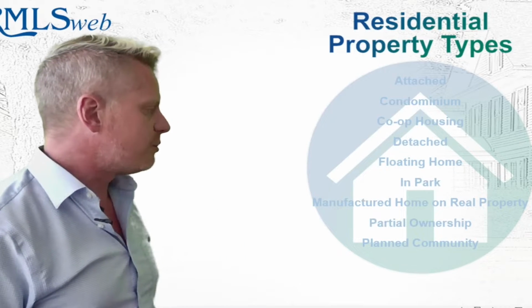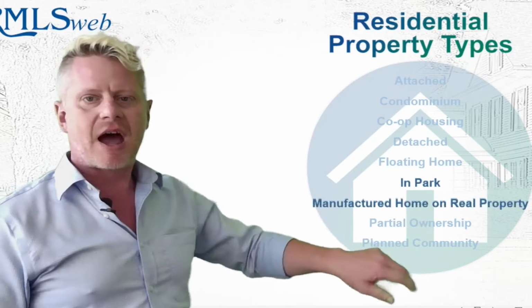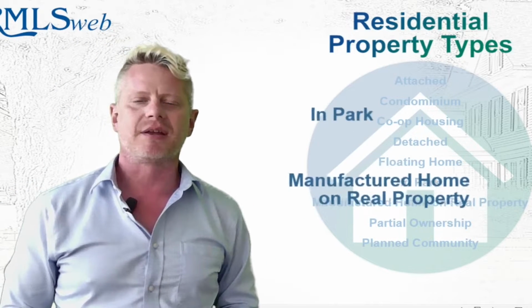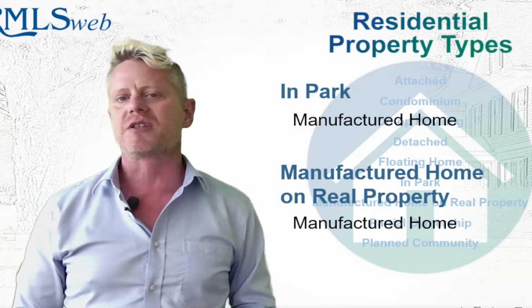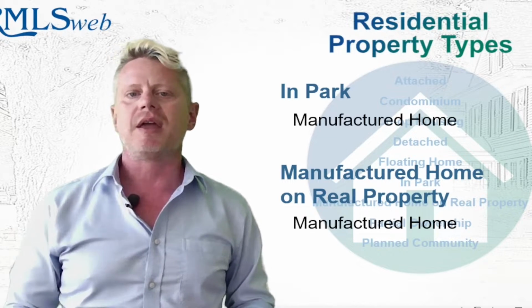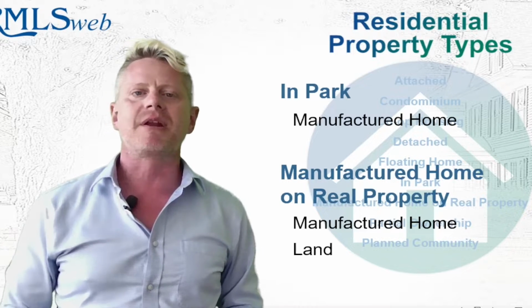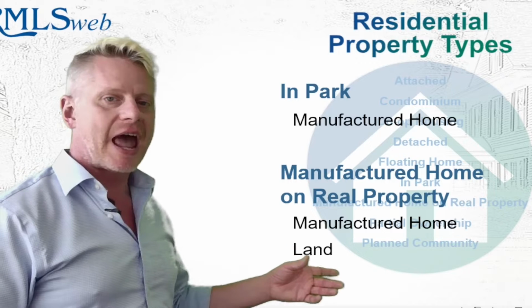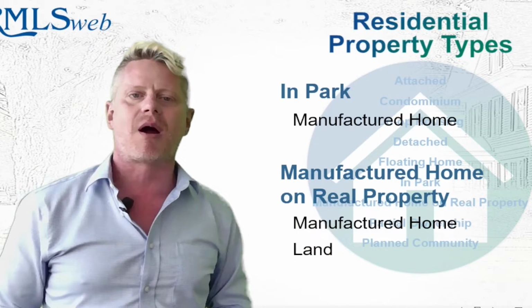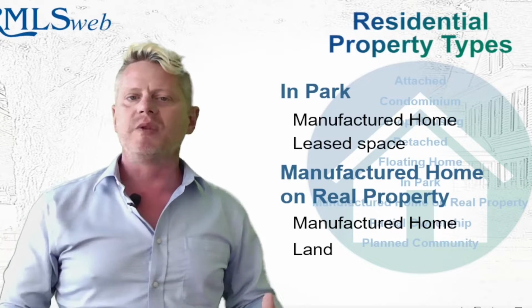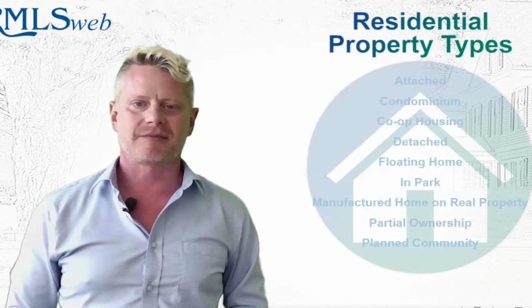Next, we're going to include two more that are very similar to each other, and that is our in-park and our manufactured home on real property. What these two property types have in common is that both of these include the purchase of a manufactured home in the transaction. The difference between them being that manufactured home on real property also includes land in this transaction. You are buying the land and the personal property. In park, you are only buying the manufactured home, and it is more than likely on a leased lot.